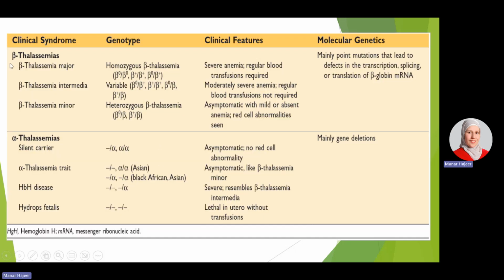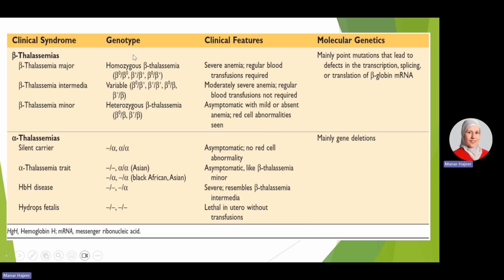So as you can see here, in beta thalassemia minor, the patients are said to be heterozygous for beta thalassemia, in which one beta globin gene is normal and the other is mutated, whether the mutation is a beta 0 mutation with no globin chain produced, or beta plus, in which it is decreased. Those patients are asymptomatic or mildly symptomatic.